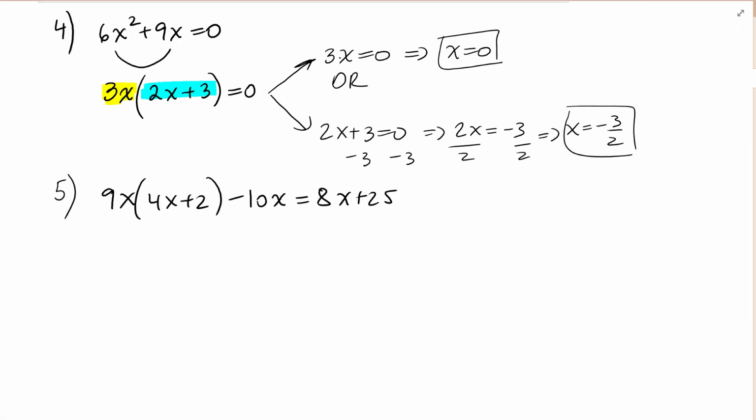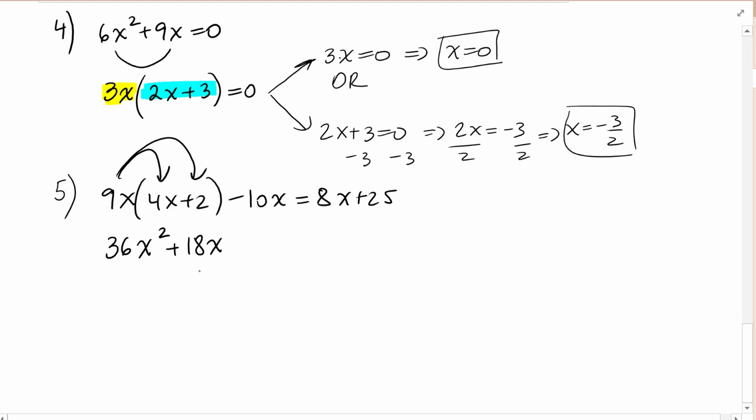Let's solve example 5. So we have 9x times 4x plus 2 minus 10x equals 8x plus 25. So this equation needs a little bit of simplifying. So first I'm going to open the parentheses by multiplying 9x with each of these terms. So 9x times 4x is 36x squared. 9x times 2 is 18x, so plus 18x, minus 10x equals 8x plus 25.